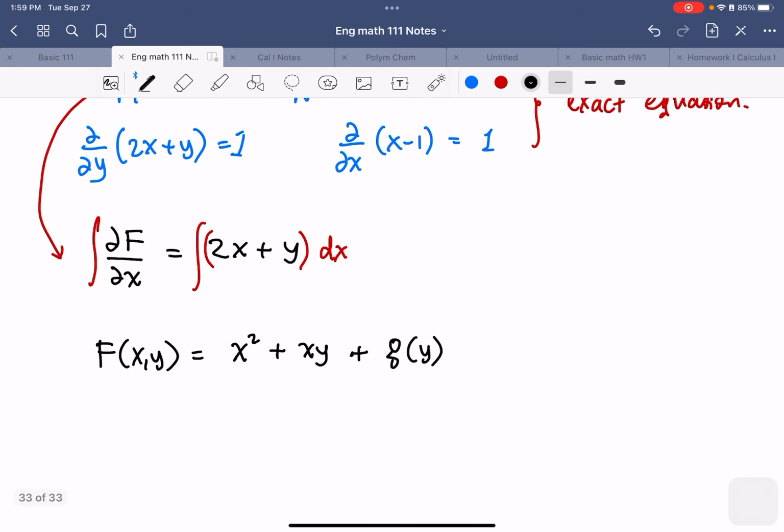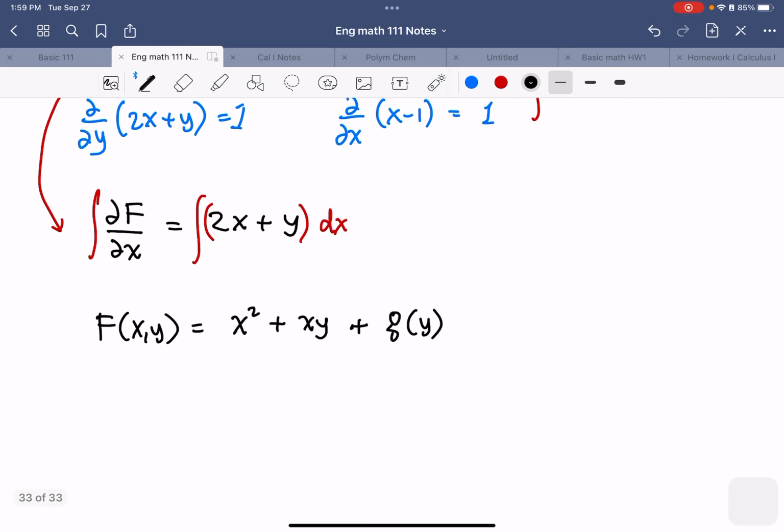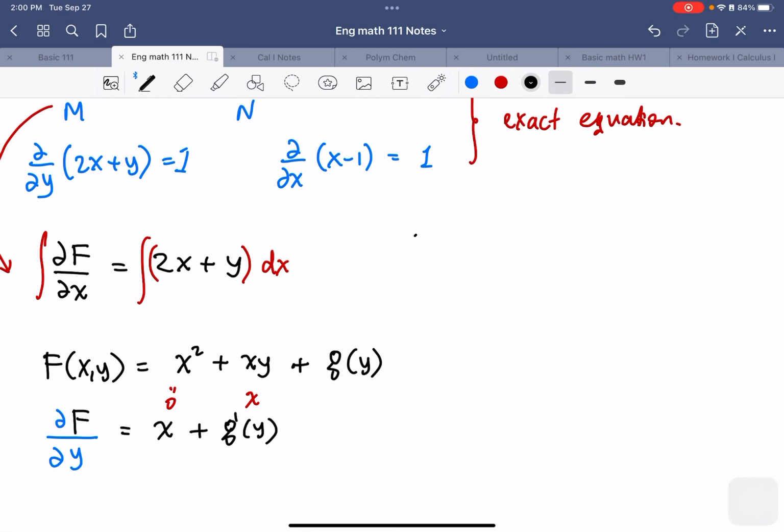And then after we get this, we try to partially derive with y and try to confirm this result with the N. This will be 0, 0, this will be x, right? So x plus g prime of y. Now we have the N, or ∂f/∂y, is x minus 1.